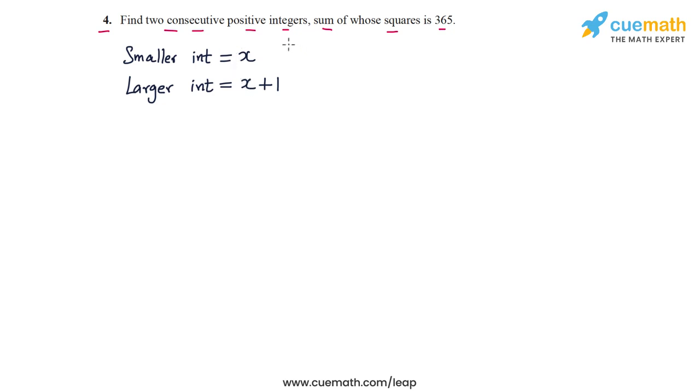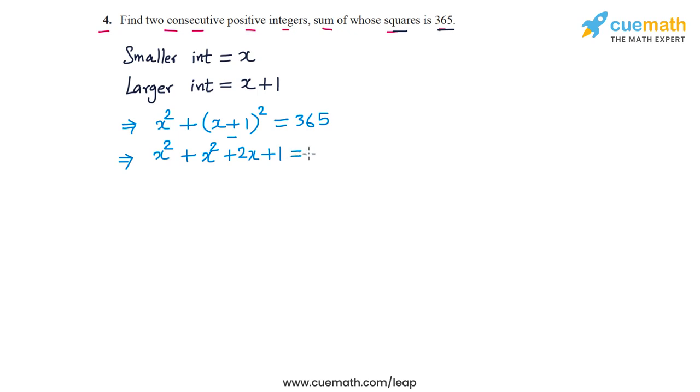Now we are told that the sum of their squares is equal to 365. So this means that x square plus the square of x plus 1 should be equal to 365. From here we can get a quadratic equation in x. Let's write it in the standard form. We have x square, and now let's expand this square. So we get x square plus 2x plus 1, and this is equal to 365.